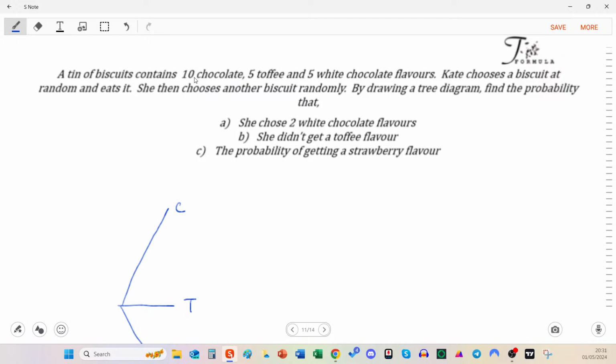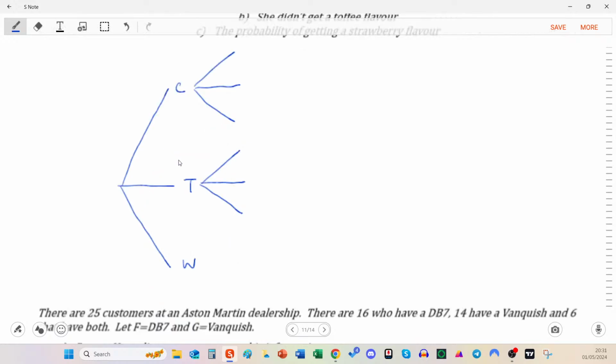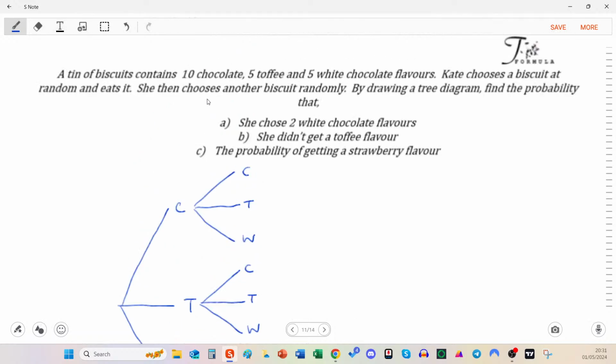And it looks as though if she did eat whatever the biscuit was, there still will be some biscuits of each flavor, and so each of these are going to have 3 coming off, like so. So we have to be respectful of the space of the other branches. And that's not too bad, is it? Now, each of these are going to have CTW. The chances, if she takes a second biscuit, that she could have 2 of the same.